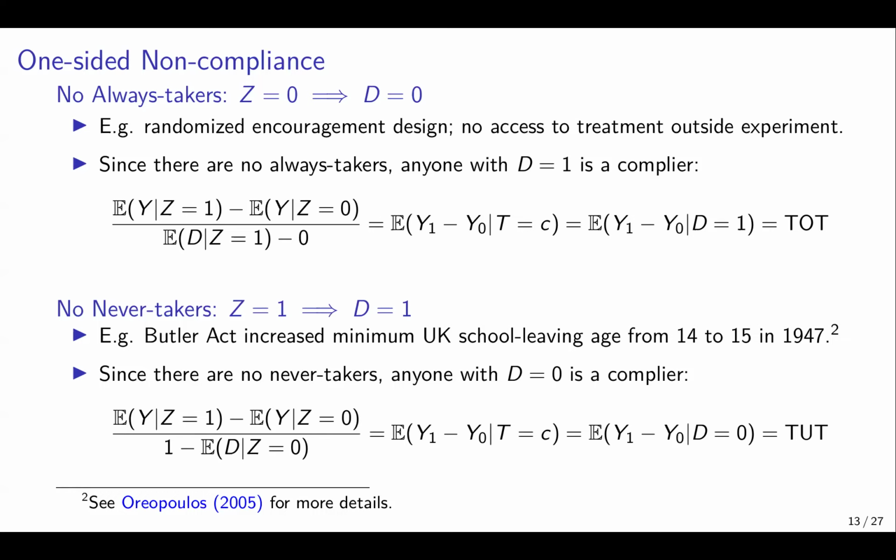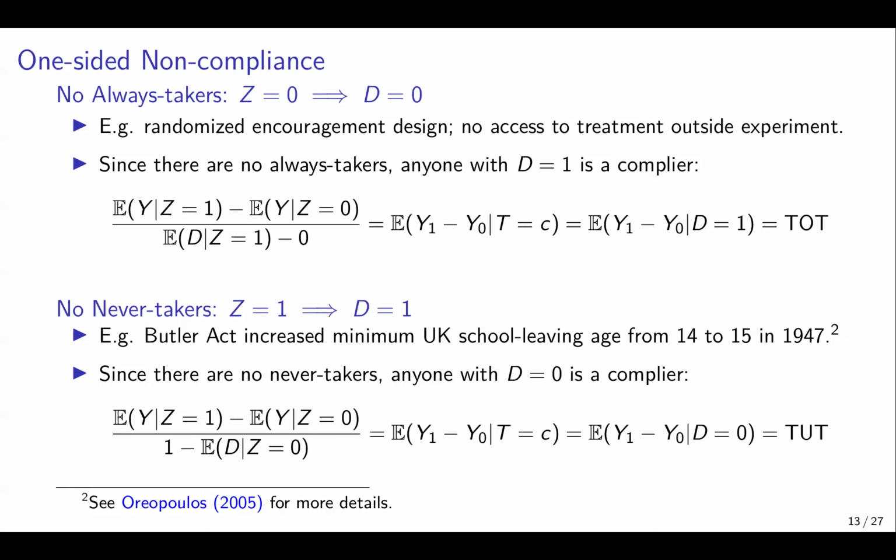That's the average treatment effect for compliers. But here, who are the compliers? Well, the compliers in this particular case, it sounds counterintuitive, but if you think about it, it's correct. The compliers are anyone who you see with D equals 0. So what we actually learn in this case is that the LATE will give us the TUT effect. In other words, the treatment effect on the untreated.